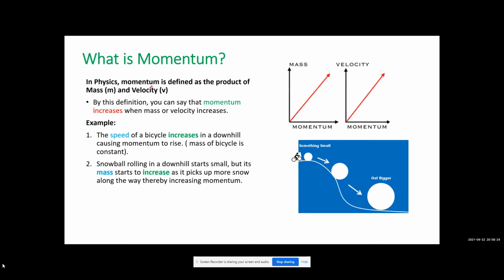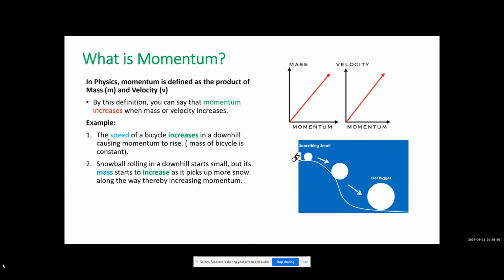In physics, momentum is defined as the product of mass and velocity. By this definition, you can say that momentum increases when mass or velocity increases. Well, this may be confusing and you may be wondering, why is this guy talking about physics? We're here to learn trading, right? That should be the question coming to your mind. There is a method to this madness, so let's go over these examples first.